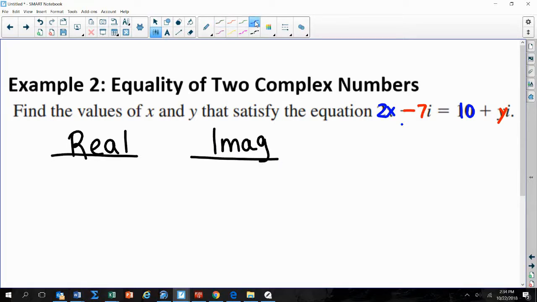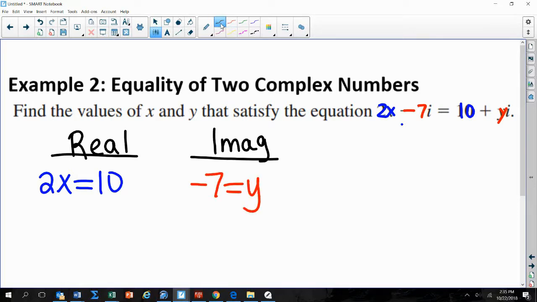So what are the real parts? 2x is real because it does not have an i in it, and 10 is real because it does not have an i in it. So I take the real part from the left and right hand side and I set them equal to each other. I do the same thing with the imaginary parts. I take the imaginary part from the left side of the equal sign and I set it equal to the imaginary part from the right side of the equal sign.